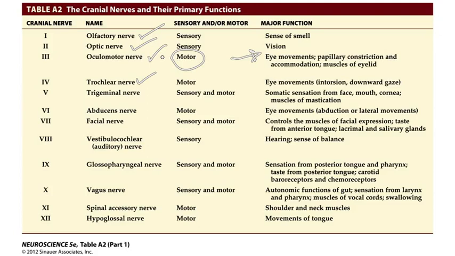So the trigeminal nerve is involved in both somatic sensation from the face, mouth, as well as the cornea of the eye, but also in the muscles of chewing, and we call that mastication.